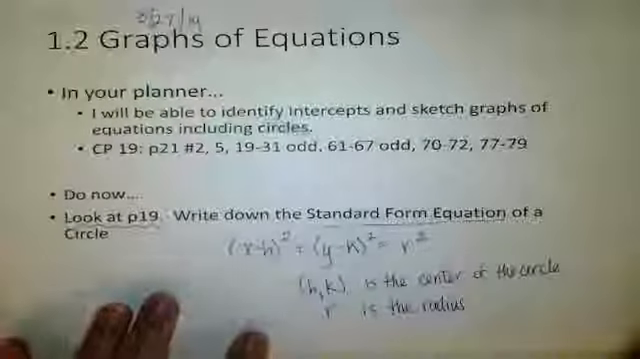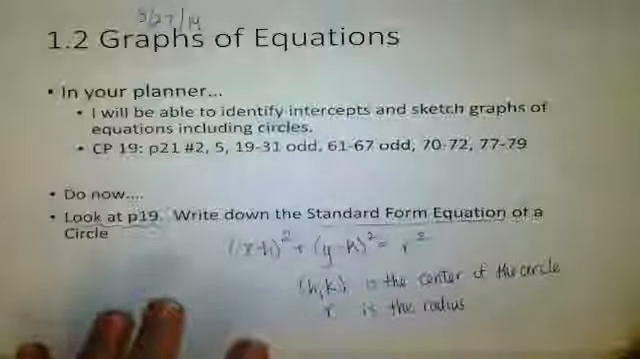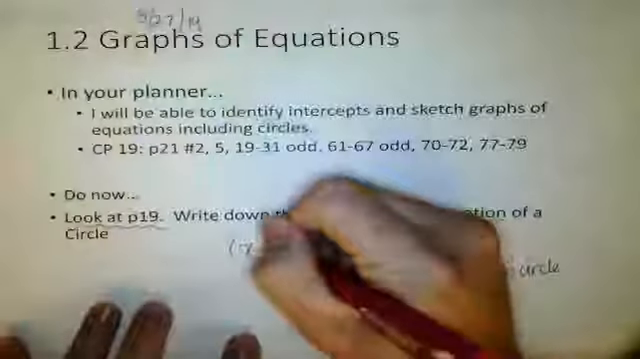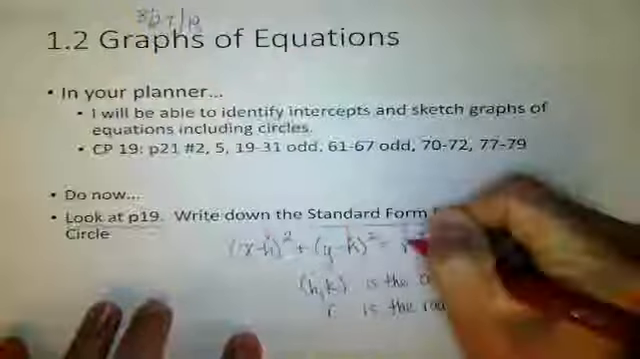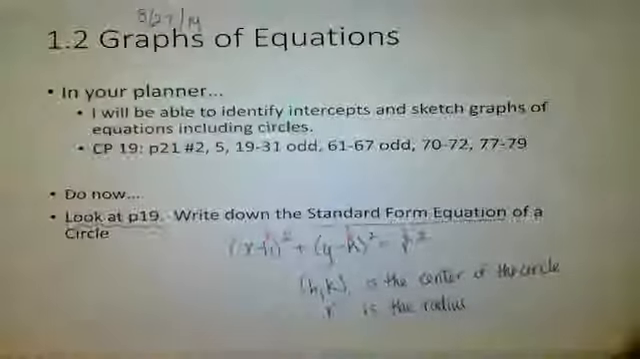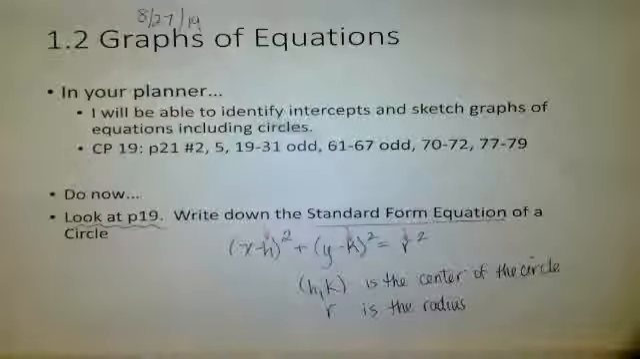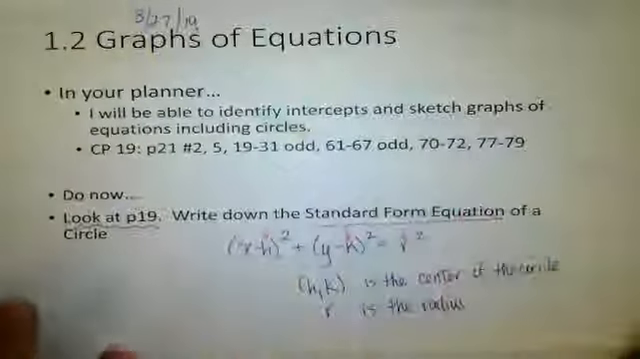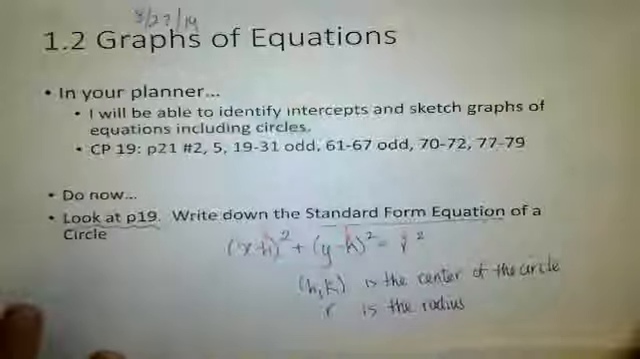And so if you have a circle and you know the center and you know the radius, then it's really easy to write an equation. You just have to plug in the h and the k values and the r for the radius, and it's super easy to write an equation of a circle. So this is your last chunk of problems here. They go super fast.